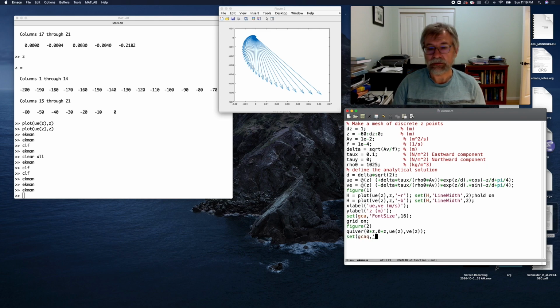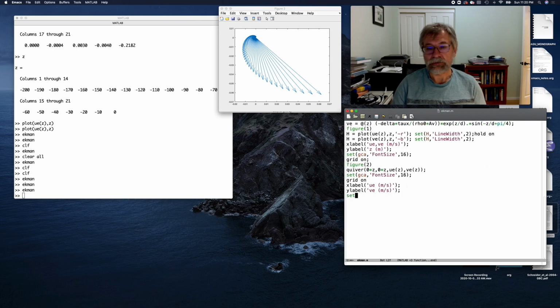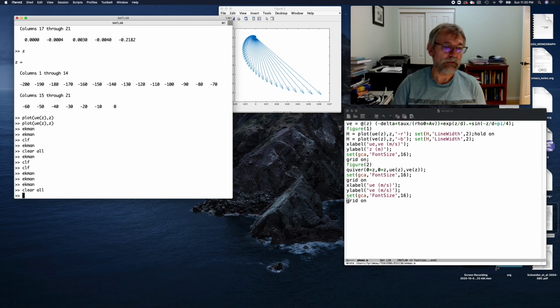And let's set GCA font size 16. Grid on. X label, meters per second. I guess that's not X, that's U Ekman. And Y label VE in meters per second. And then set GCA font size 16, grid on, clear all, Ekman.